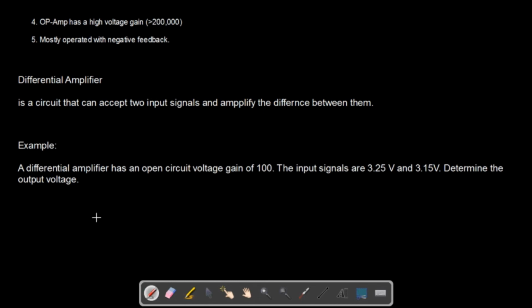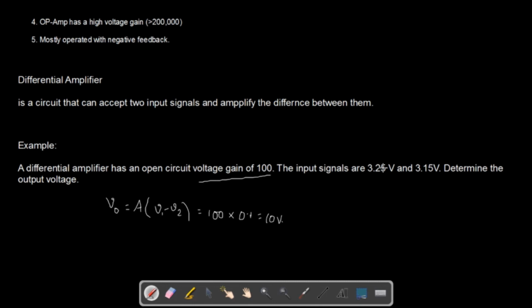To find the output voltage, V out, the simple formula is that you have to know the gain. This is the operational amplifier's voltage gain, that is clear. And then you take V1 minus V2. The input signals are these two, so you just take the difference. It is nothing but 100 into 0.1, so the answer is 10 volt. So this is the basic use of an operational amplifier.